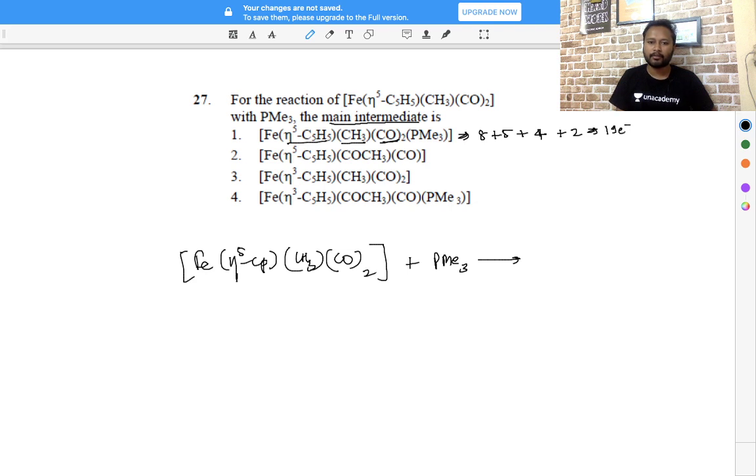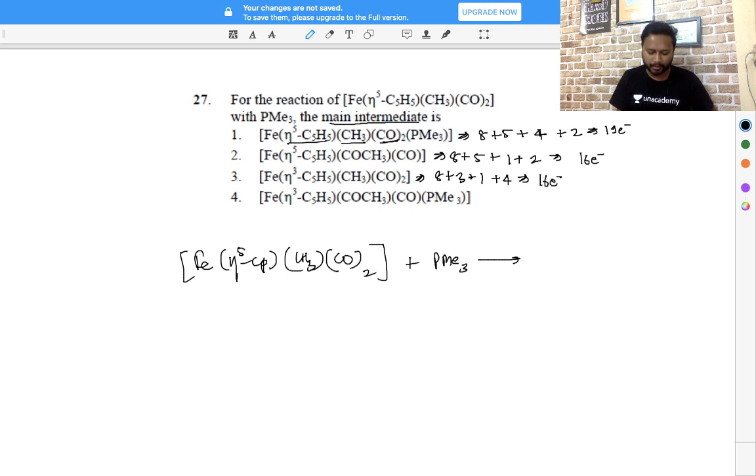Okay. Next, if you go with option number 2, how many electrons will you have? 8 from iron, 5 from Cp. Then COCH3 will give you 1 electron and CO will give you 2 electrons. So you are going to get a 16 electron species. Over here, 8 plus 5 is 13 and 3 is 6. Okay, so 16 electron species. Going to the next one, iron will give you 8, then eta 3, that means 3 from here, CH3 will give you 1 and 4 from here. So here you are going to get a 17 electron species, right? 11 plus 12, sorry, it's also a 16 electron species.